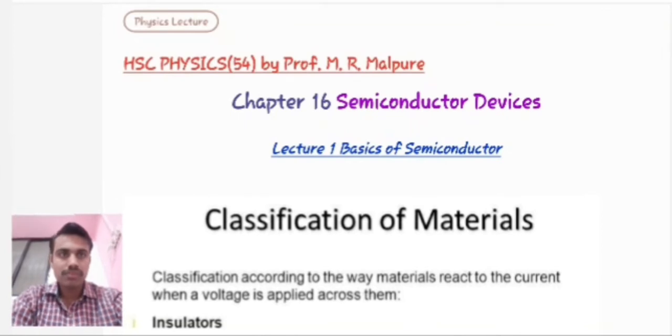Hello students, this is chapter number 16 from physics. Name of the chapter is semiconductor devices. In this chapter we are going to study topics like half wave and full wave rectifier, which is the application of PN junction diode, then the photodiode, solar cell, light emitting diode, bipolar junction transistor, means BJT, and logic gates.